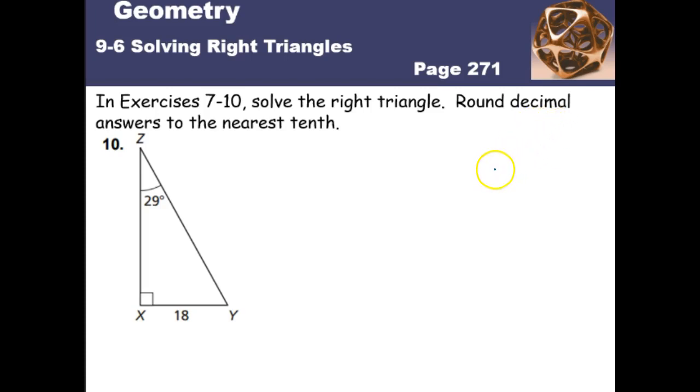Again, another right triangle to solve. This time I have an angle. I have 2 angles, and I'm again finding 2 sides. So I'm going to use the triangle angle sum to find the missing angle. So I'm going to do 90 and 29.